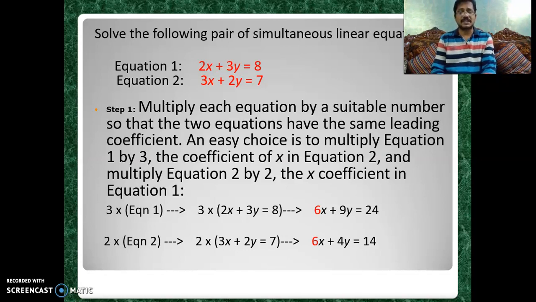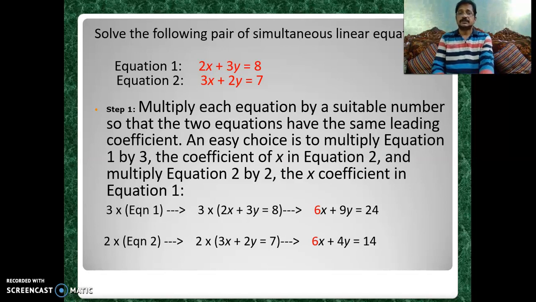After solving the equation, you will get the variables' values. Those are said to be roots of the equations. Is it clear? Okay. Now come to this example. Solve the following pair of simultaneous linear equations: 2x plus 3y equal to 8, and 3x plus 2y equal to 7.